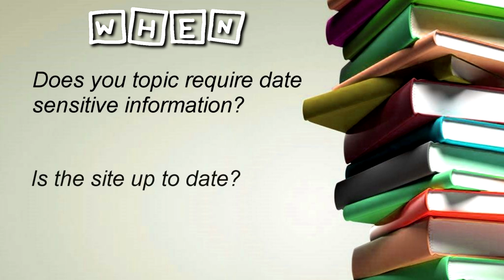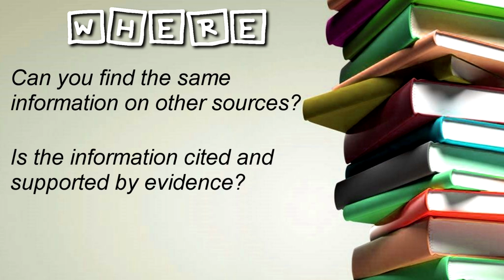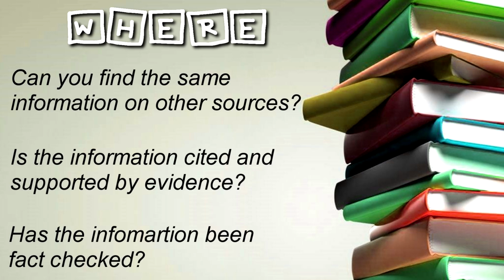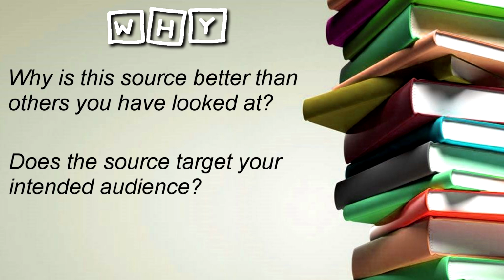Based on your topic, the date of publication can help you determine whether a source is viable. Does your topic require current information, or are older sources applicable? Can you find the same information on another source? Are sources and references cited? Has the information been reviewed or referred? Is the information supported by evidence? Is the information in this source better than other sources you've looked at? Does the source target your intended audience?